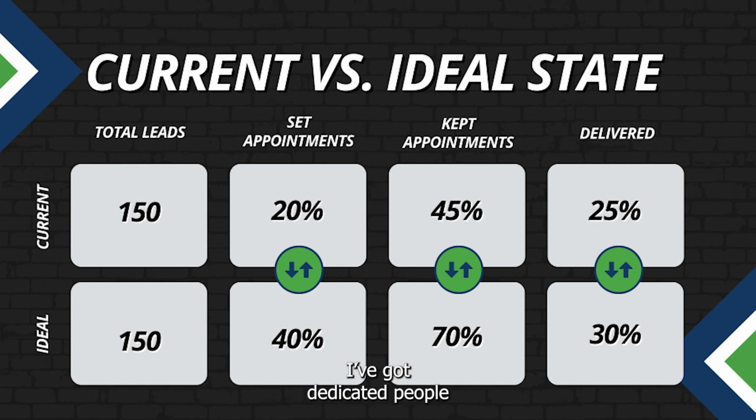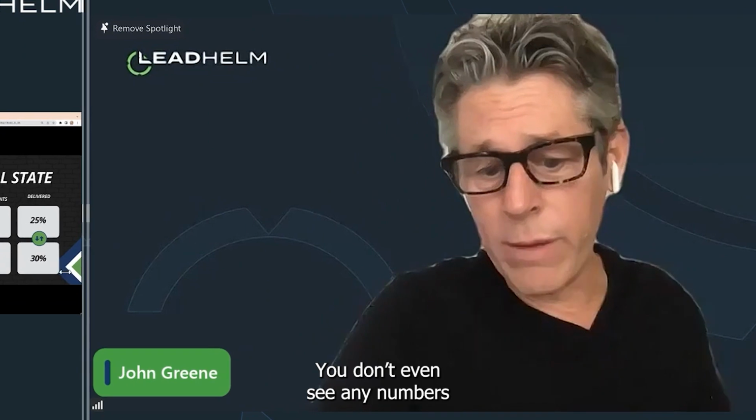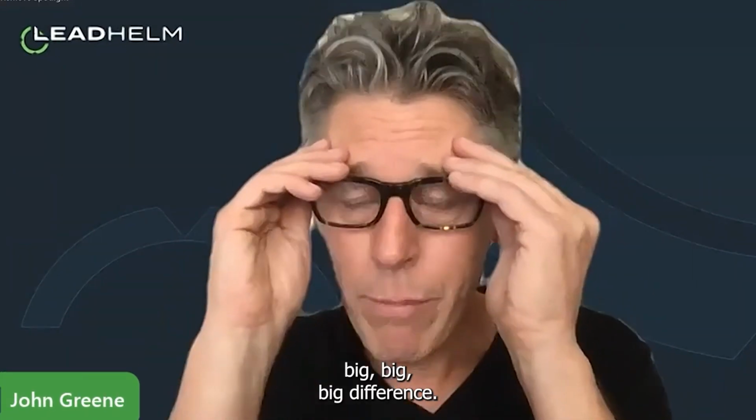I've got dedicated people. I've got training. I'm using a traffic log. I've got a technology system that allows me to input timely, accurate data that's also easily accessible in the form of a dashboard. Believe in the digital sales process. And we do that, and now we set 40% of the appointments on the 150, right? 70% of those are kept because there's no value built because we understand the process in phase 2 right there, okay? And we deliver 30% of those things. Okay? That's a big difference. And you don't even see any numbers on that yet, but that is a big, big, big difference.